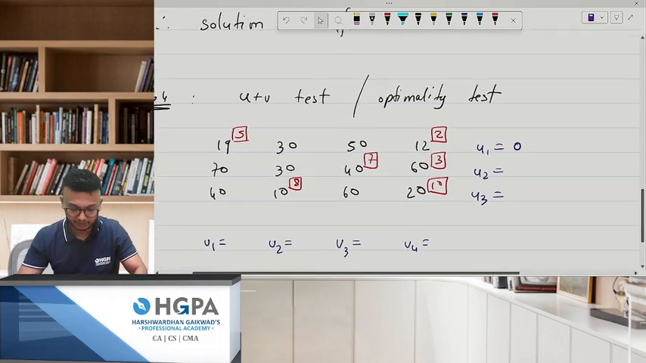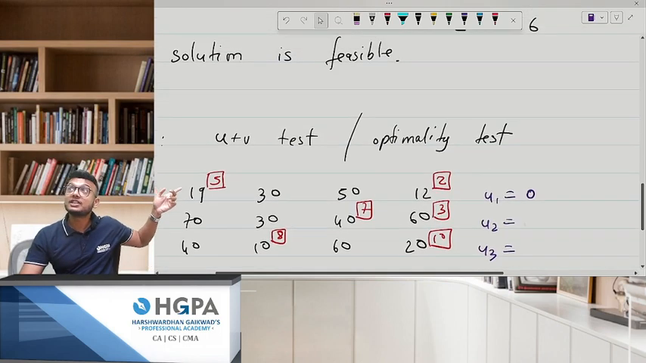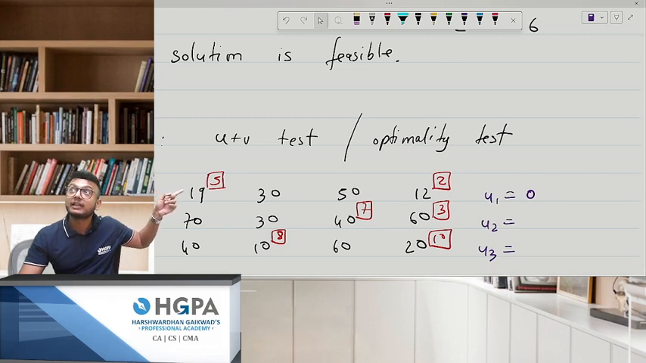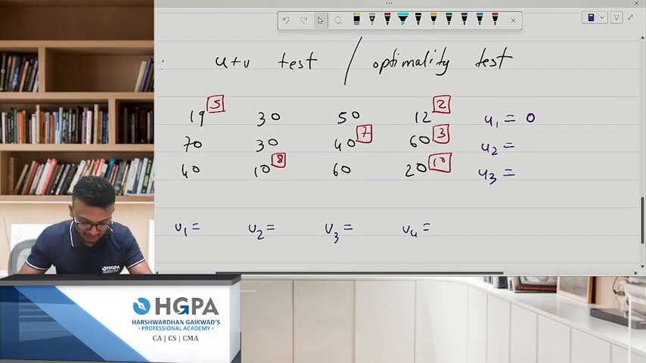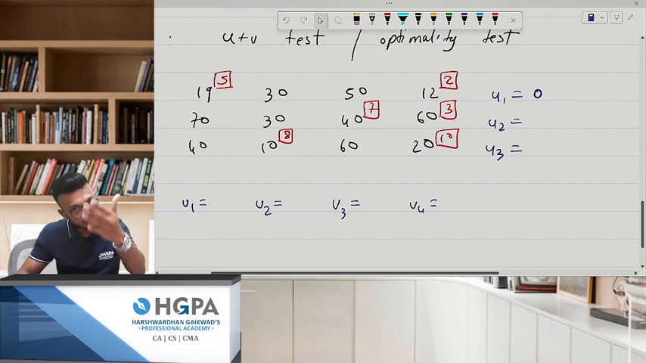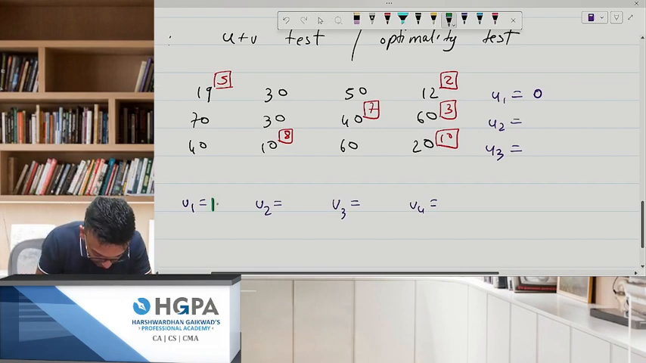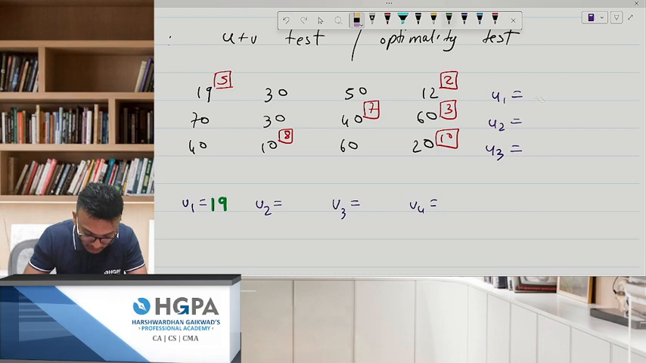Now see, pay attention. In the first row, this is a basic cell. Why a basic cell? Because there is a box on it. You tell me one thing. This 19, and how much is U1 there? U1 is 0. 0 plus what is 19? So 19 only, no? Yes. You have to complete it that way only. U plus V must be equal to cost. 0 plus 19 is 19.